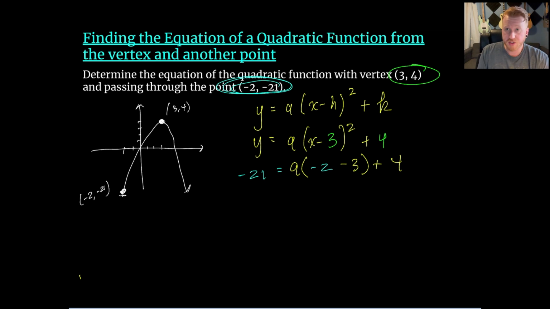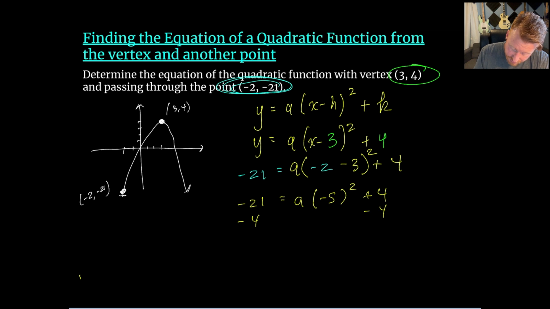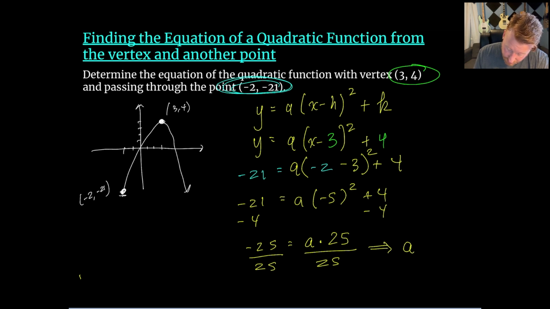And now there's just arithmetic to do, a little bit of algebra. So -21 is, oh, and I forgot my squared over here, very important. -21 is equal to a times -5 squared plus 4. If I subtract 4 from both sides, I'm going to have -25 is equal to a times 25. And now I can divide both sides by 25, and I will get that a is equal to -1.